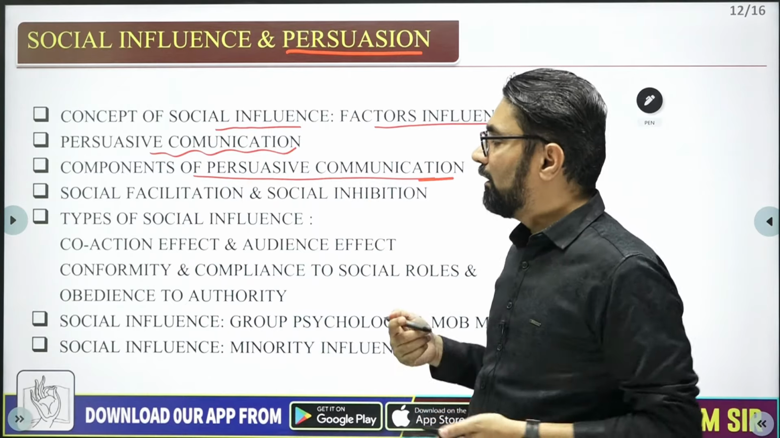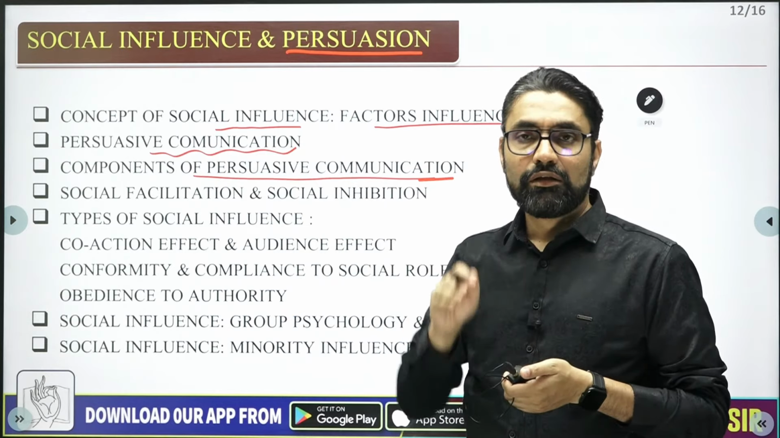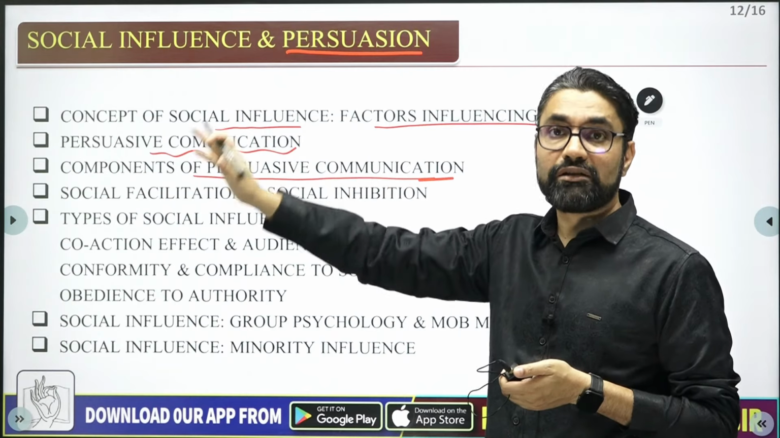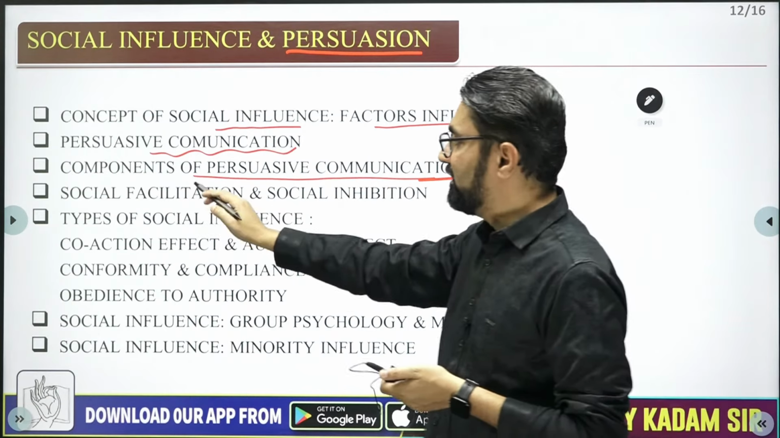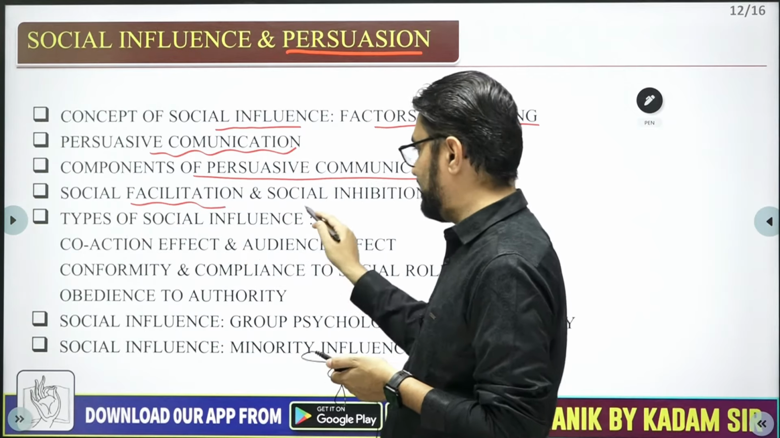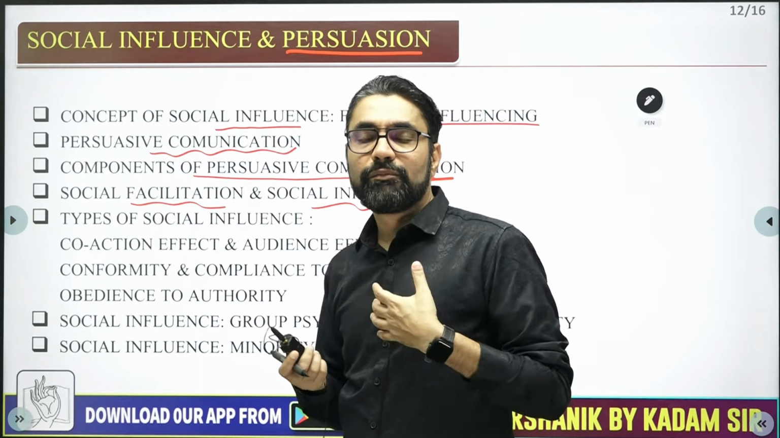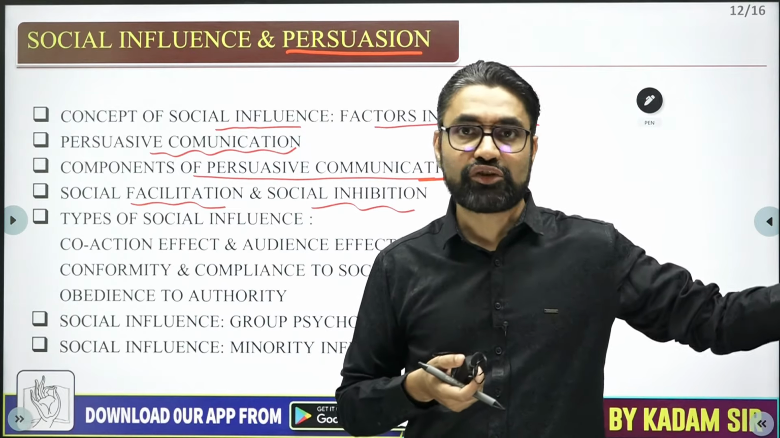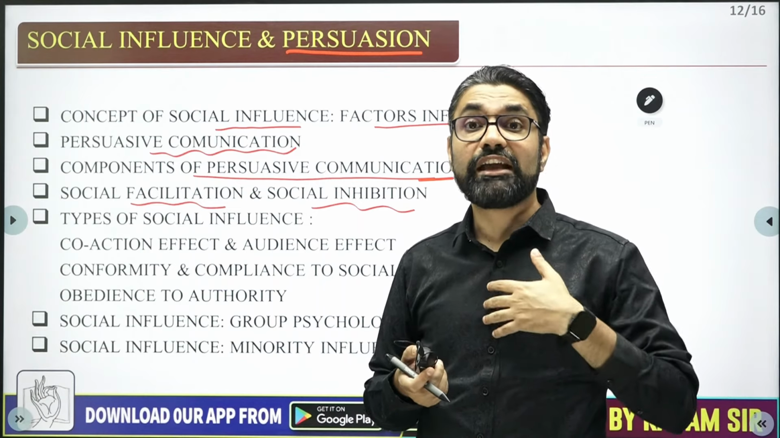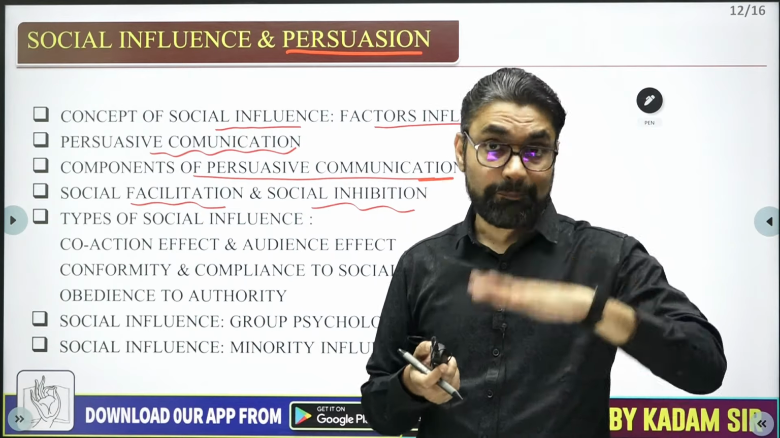Then, persuasive communication is one way of causing social influence. Persuasive communication is a sub-theory of social influence. Social influence is of different types also, and we will discuss those too. So we'll discuss the types of social influence, that is social facilitation and social inhibition. Most of the time, because of the influence of other people, our behavior gets facilitated, or our behavior will get suppressed.